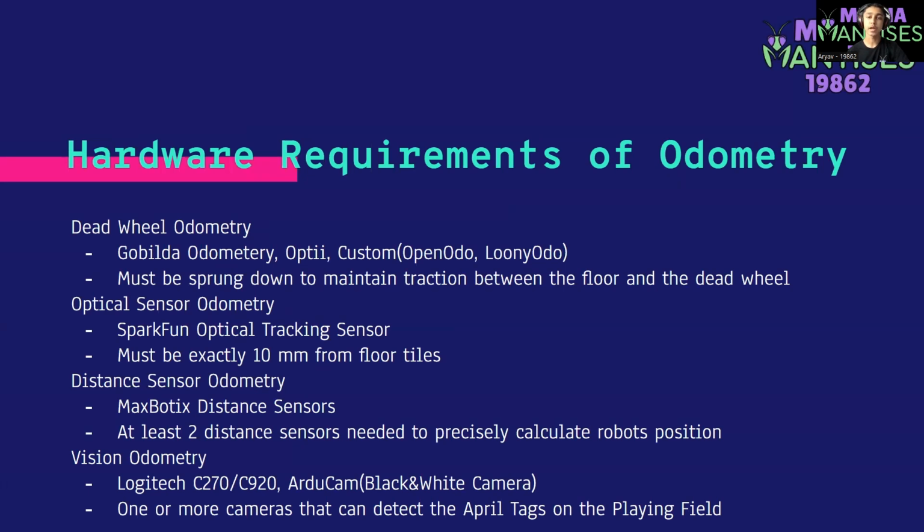Here are some of the hardware requirements for odometry. Starting off with the most common dead wheel odometry, there are multiple options such as GoBuilder odometry, optiodometry, or custom options such as OpenOdo or LuniOdo. These odometry sensors must be sprung down using a spring or rubber bands, ensuring that there is traction between the floor and the dead wheel. Moving on to optical sensors, the SparkFun optical tracking sensor must be mounted precisely 10 mm away from the floor tiles for accurate tracking. Distance sensor odometry requires 2 distance sensors to track the X and Y positions of the robot and the IMU for heading. Vision odometry requires 1 or more cameras, such as Logitech or ArduCam cameras, to sense the April tags.